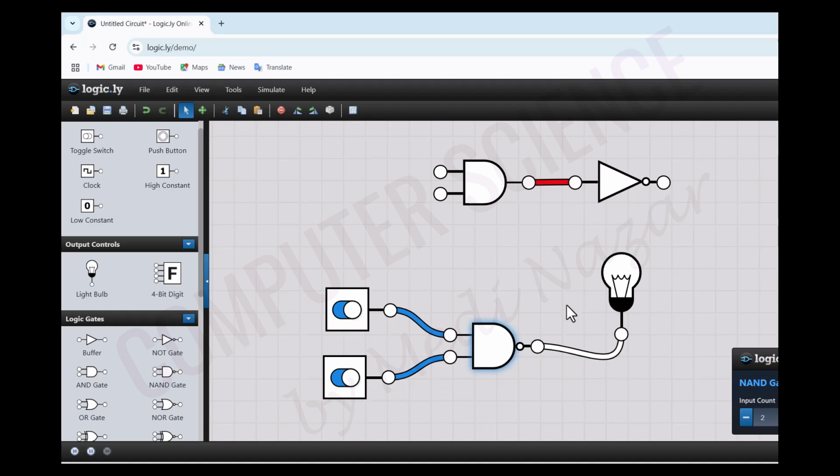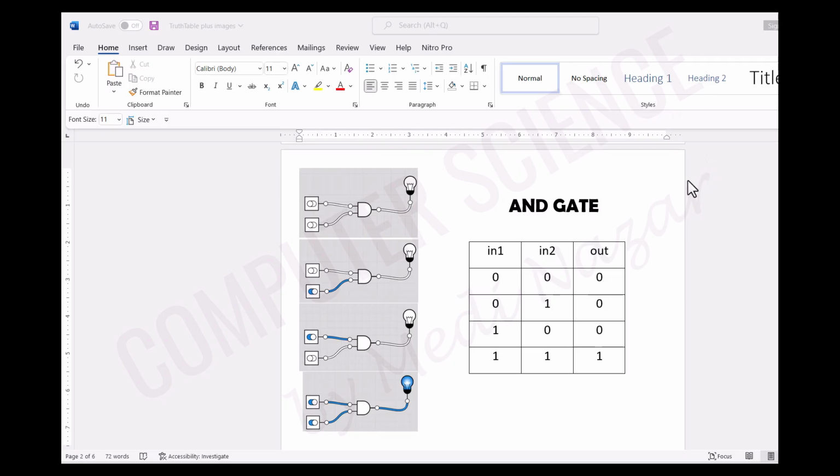Okay, so let's visit the truth table of an AND gate, and then let's have the truth table for a NAND gate. Okay, for the AND gate truth table, we were able to get this from our simulation from the previous video. The AND gate only turns on when both inputs are 1. The rest of the input combinations, the output is 0.